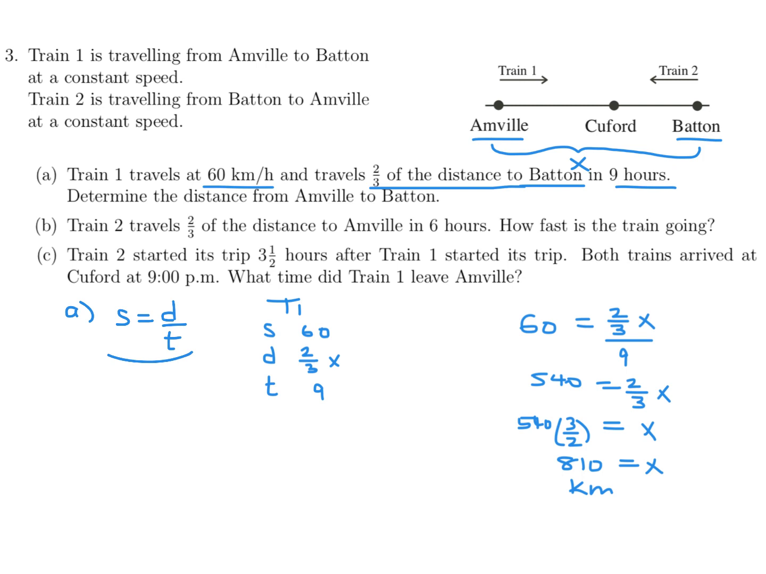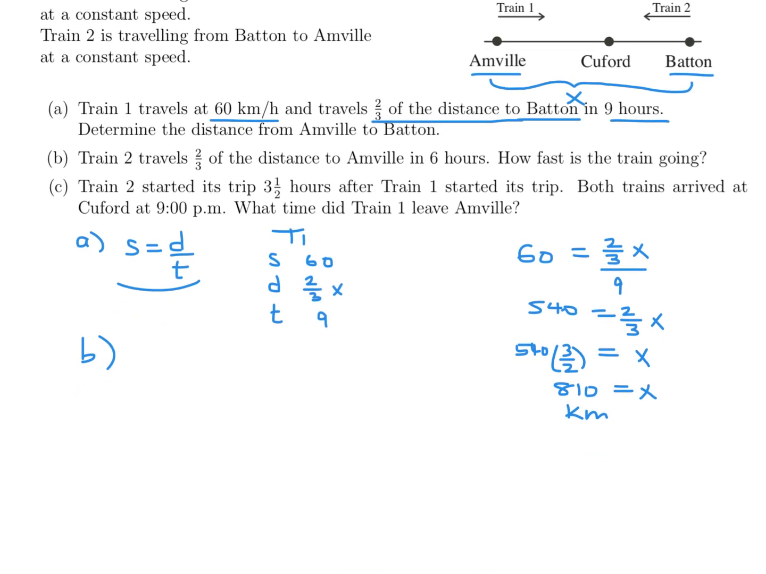Great. Okay, B. Train 2 travels 2/3 of the distance from Amville in 6 hours. How fast is this going? Okay, so same kind of story, I think, but this time train 2. So speed, distance, and time. The speed, that's what I'm trying to figure out. So, okay, I'll just call it S for now. Distance, well, it's 2/3 of the distance. So 2/3 of the distance, which is 810, and I believe that's 540. And then the time, they tell me 6 hours.